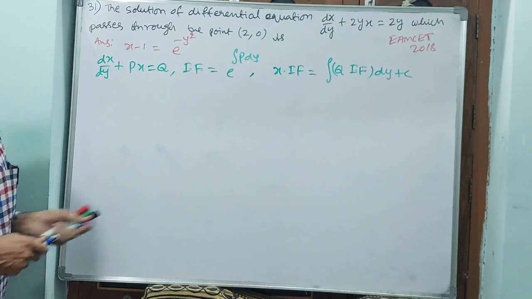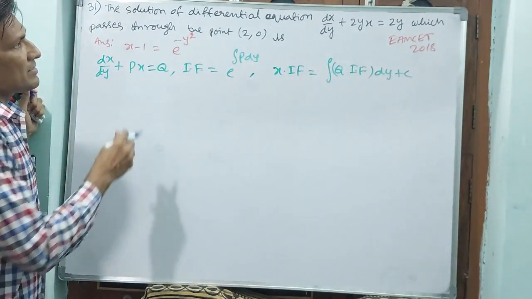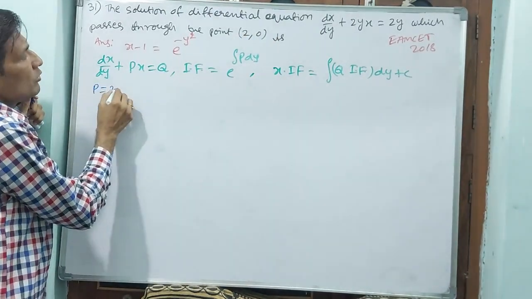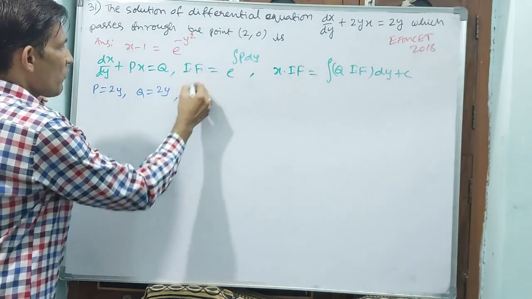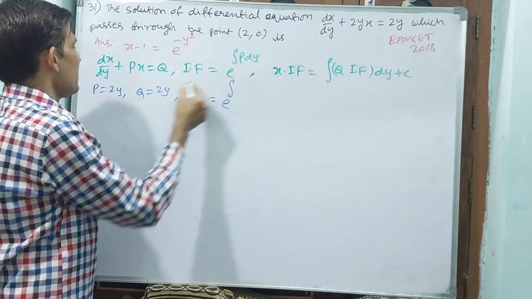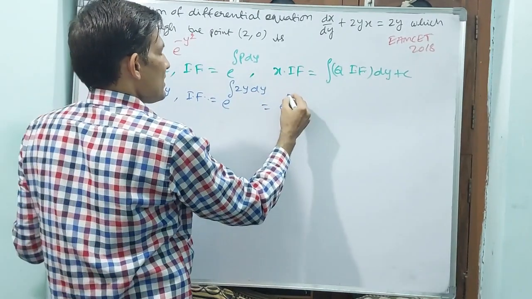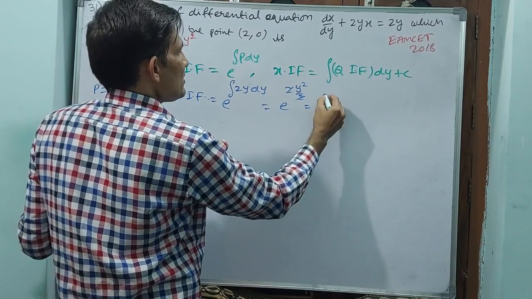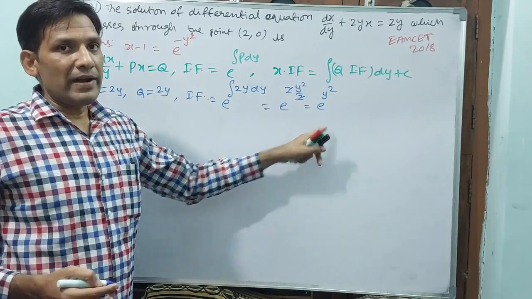Okay. Now see, compare this as per this. dx by dy is there, but here x is there. That p is, right on, p is equal to 2y. Q is also 2y. Okay. Now we find the integral factor. Integral factor is equal to e power integral p, that means 2y dy. That is equal to e power 2 y square by 2. The 2 is going to get cancelled out. That means e power y square. E power y square will be your integral factor.